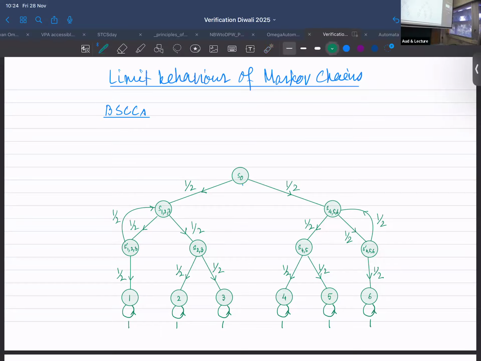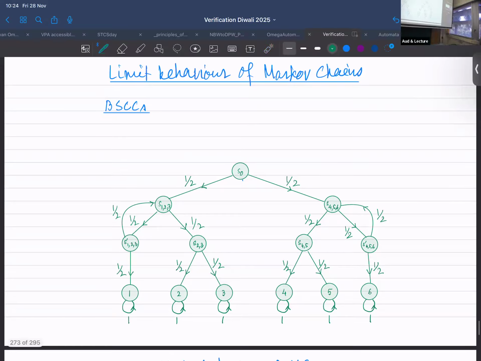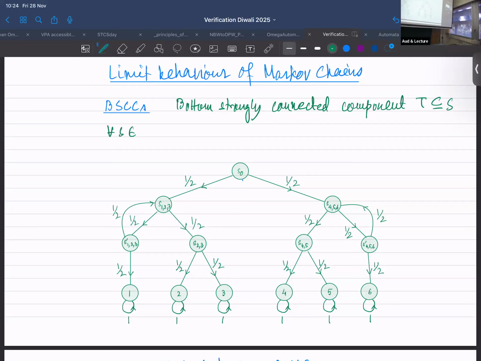Just to say, what is a BSCC? It's a bottom strongly connected component, T, which is a subset of S, such that for all s belonging to T, we have that post of s is a subset of T. So there is no probability leak happening outside.